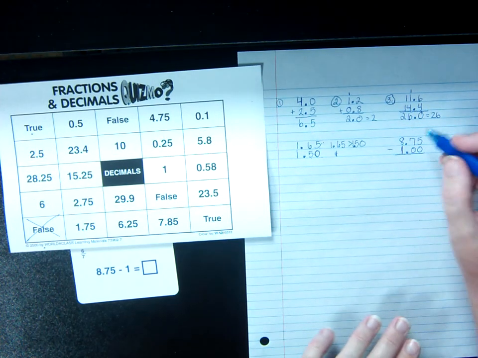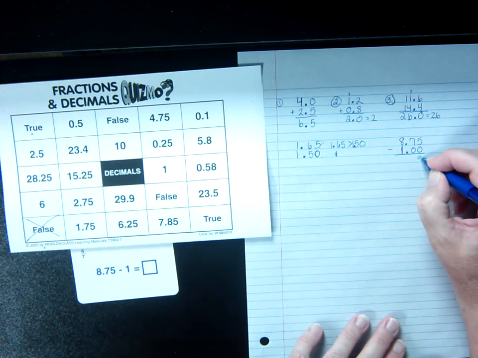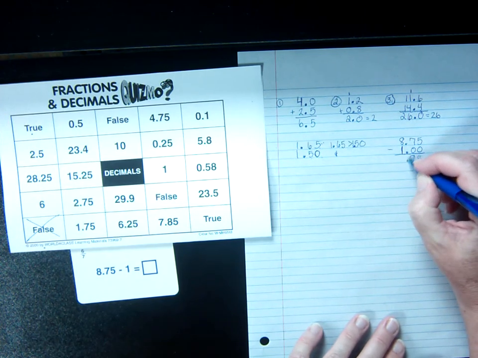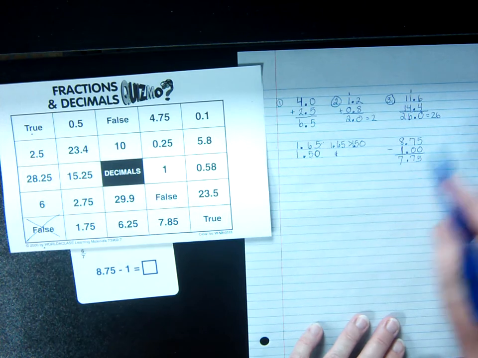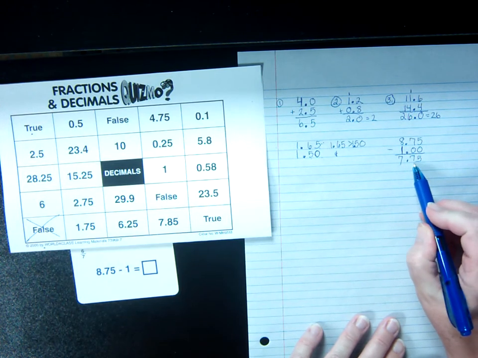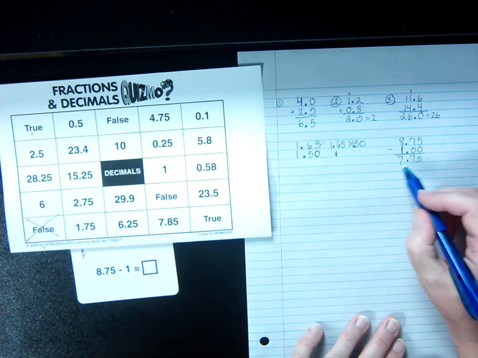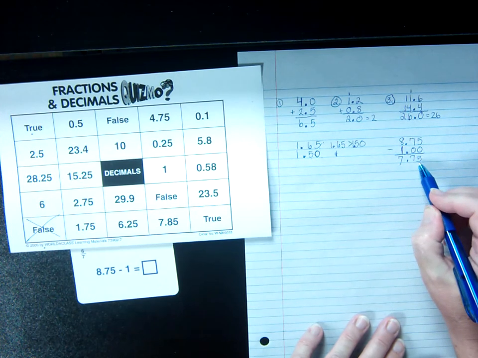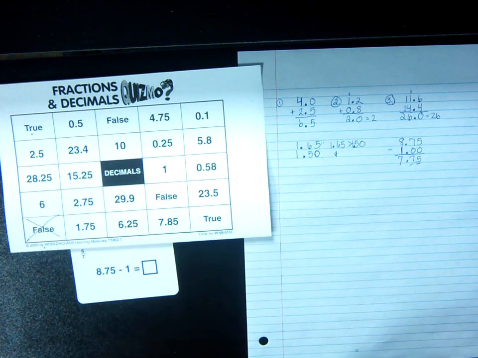So if I subtract these two, now I have 5, 7, and then this will be 7. So I have 7 and 75 hundredths. Why am I saying hundredths? The 5 is in a hundredths place. Remember, we go tens, hundredths. So 7 and 75 hundredths. We often say 7.75 to be lazy, honestly. But we should say it correctly. 7 and 75 hundredths.